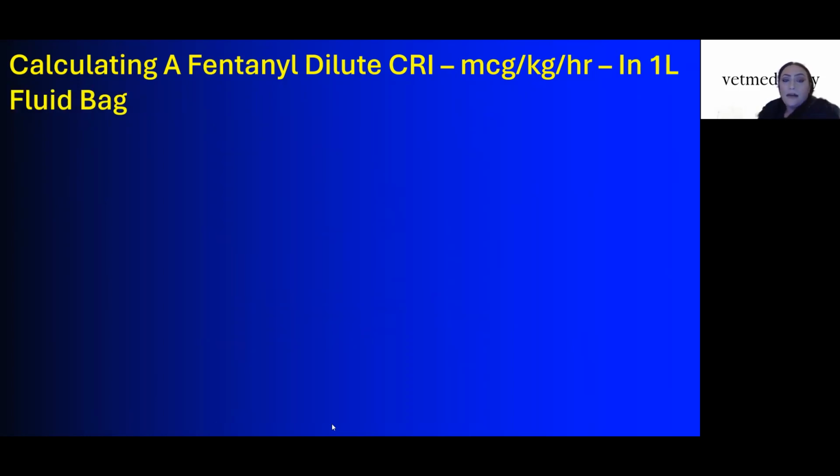All right, so how to calculate dilute fentanyl CRI mics per kg per hour in a 1 liter fluid bag.